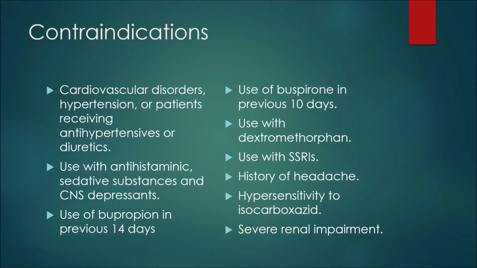Now, in terms of contraindications or reasons we would not be able to prescribe isocarboxazid, we wouldn't give this medication to a patient who had cardiovascular disorders, hypertension or high blood pressure, or patients receiving antihypertensives or diuretics. This medication is not to be used with antihistaminic, sedative substances, and CNS depressants. Patients who have used bupropion in the previous 14 days cannot use isocarboxazid, or if they've used buspirone in the previous 10 days. This medication should not be used with dextromethorphan, or SSRIs, selective serotonin reuptake inhibitors.